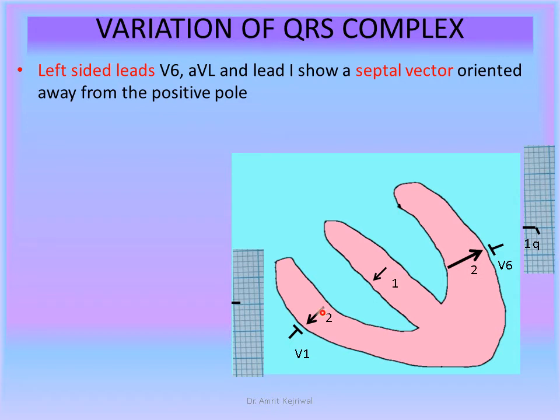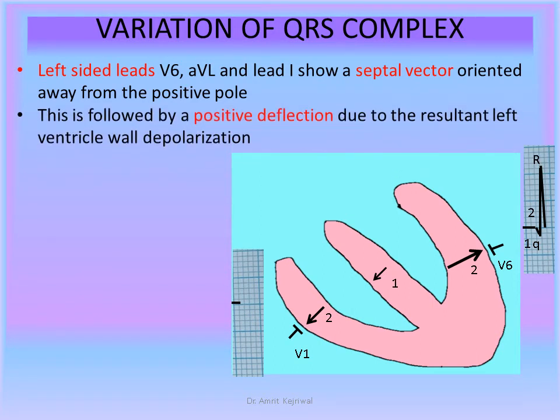Now this is vector number 2 over here, and you can see it is bigger and thicker. And how is it seen on a left sided lead? As a positive deflection. This same vector 2 shows a positive deflection, and this is called an R wave. So a negative wave is followed by a positive deflection, resulting from left ventricular wall depolarization.